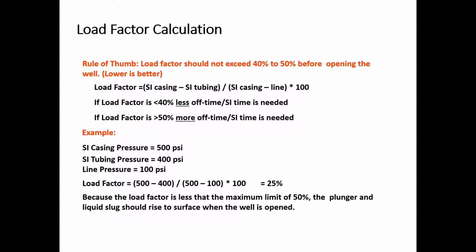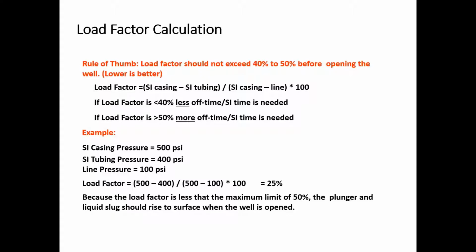So load factor equals your shut-in casing pressure minus your shut-in tubing pressure, divided by your shut-in casing pressure minus your line pressure, multiplied by 100. If your load factor is less than 40%, less shut-in time is needed to lift a plunger. If load factor is greater than 50%, more off time or shut-in time is required. So here's an example with numbers.